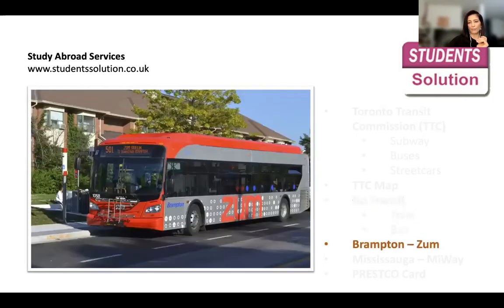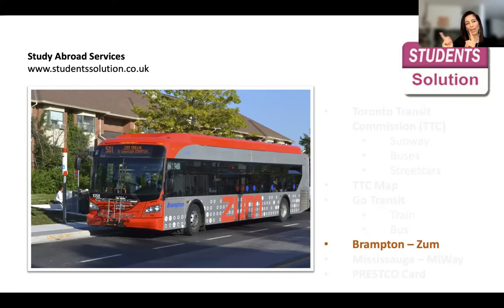Then we have Brampton. Brampton has Zoom, like this bus right in front of you is red, Brampton has it. So obviously the TDC doesn't go over there. It's another area. Brampton has its own Zoom bus, so let's suppose you can get to a certain point, and then from there you can take the Zoom bus and go around the area, like in Brampton. There's also a great mall in Brampton, Bramalea City Centre, where you can go.